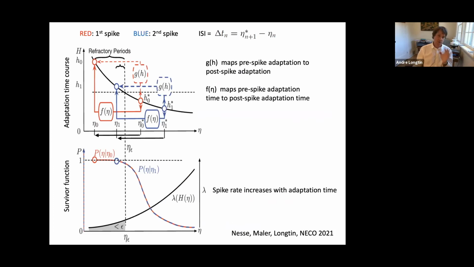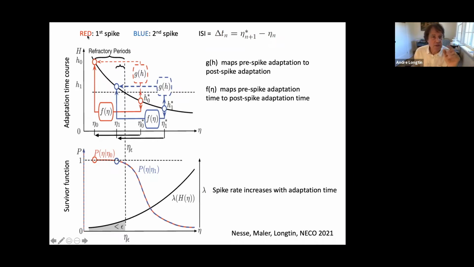Okay, so this is a very busy plot. I'll just try and give you an idea of what's going on here. So on the y-axis is the adaptation time course. So you see the big black line. This is how the adaptation decays after a spike. But it's the workhorse of the whole process. Okay, so it's this curve. And this is time if you want, but we're writing it as adaptation time.